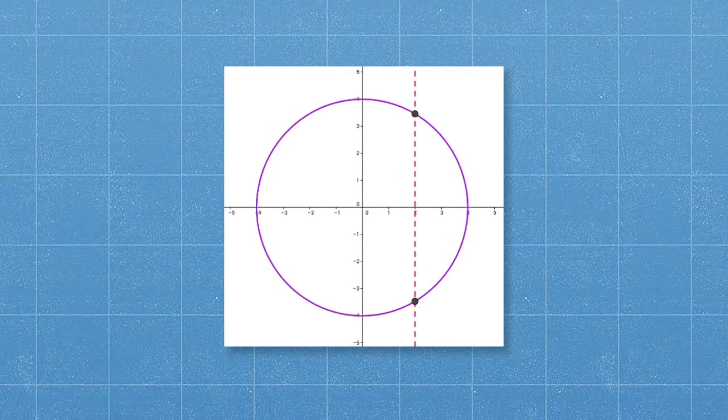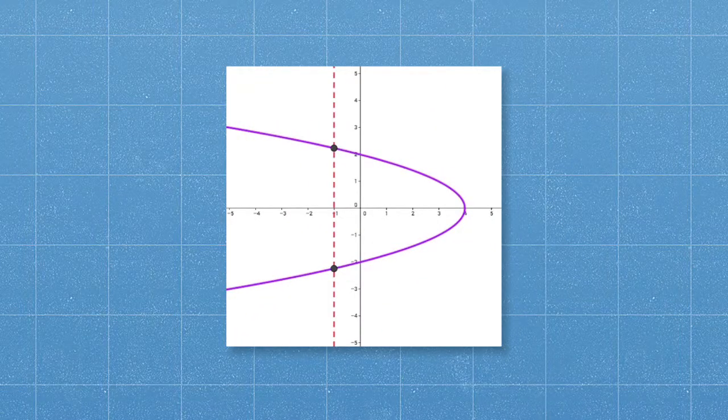The vertical line test is a test to determine whether or not a relation is a function by looking at its graph. The test tells us that if a vertical line touches the graph of a relation more than once, that graph does not represent a function.